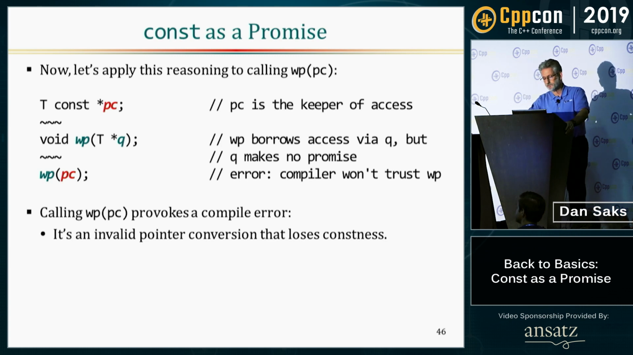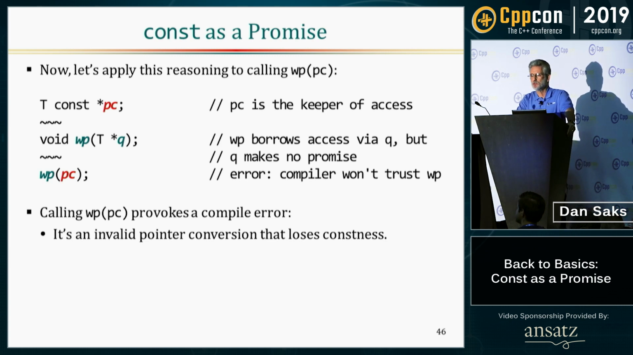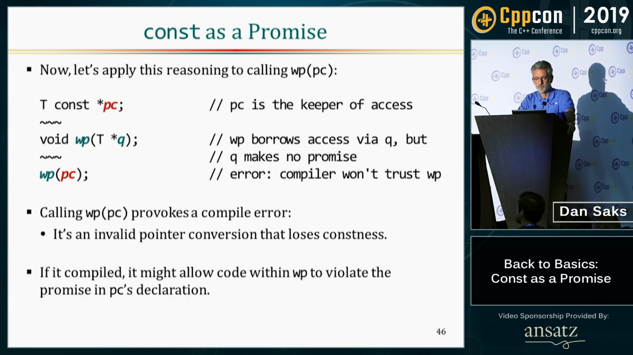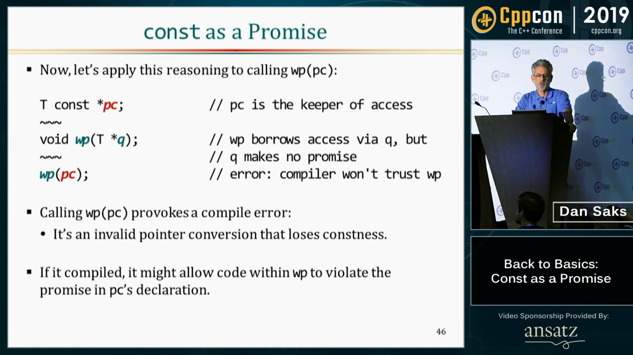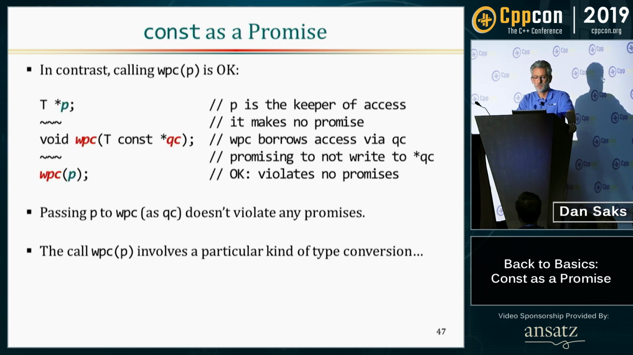That's what you'll get. And the problem is that it's losing constness. So the compiler rejects it. And the problem is that if it were to compile, it would open up the door to violate the promise. See, it doesn't necessarily mean that WP will, inside its body, alter the thing it's pointing to, but it is saying, I'm not willing to swear to make that promise, and therefore don't trust me.